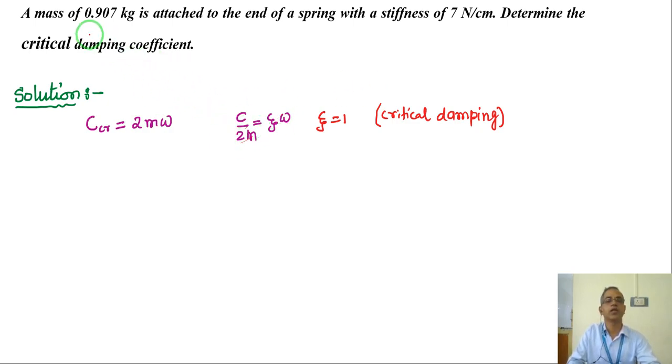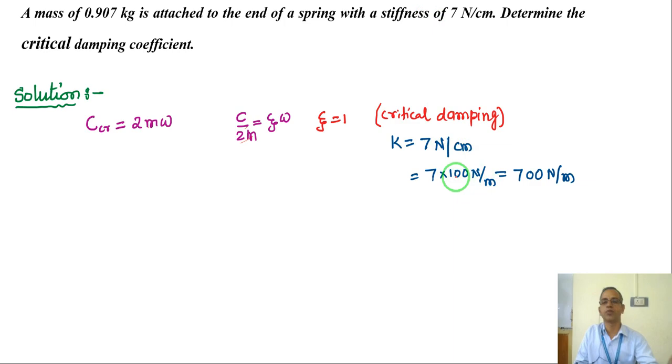So simply the mass is known to me, and I need to find a frequency which requires stiffness, which is 7 Newton per centimeter. I can convert this into Newton per meter, so I need to multiply by 100 because 1 centimeter is 100 centimeter is 1 meter. So 700 Newton per meter. So the mass is given as 0.907 kg.